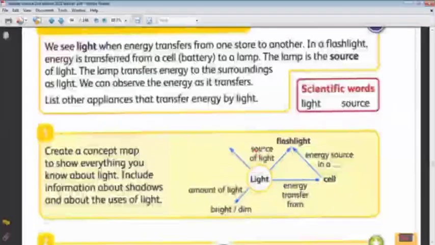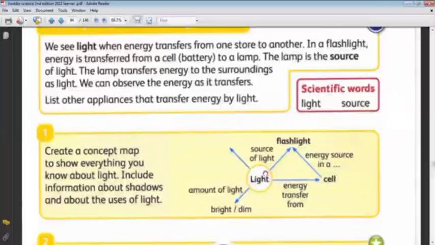The second one is the source of light. We have two different sources of light. The source of light may be natural and may be artificial. Artificial, yes. You took it in school.